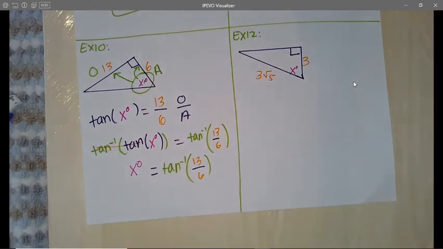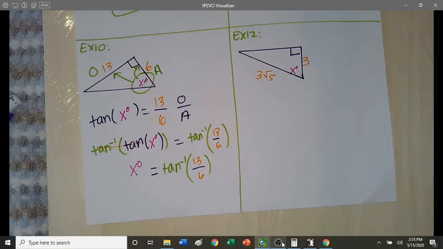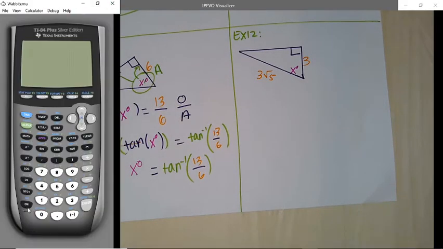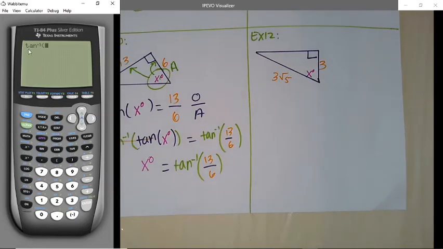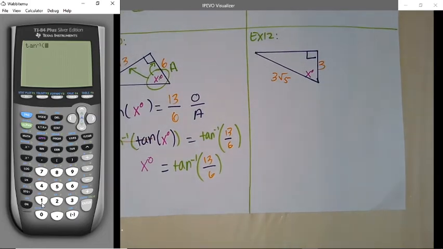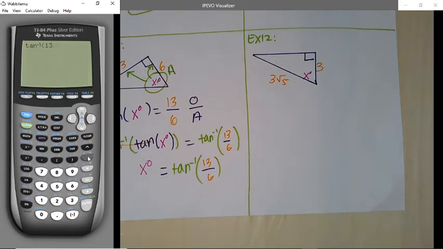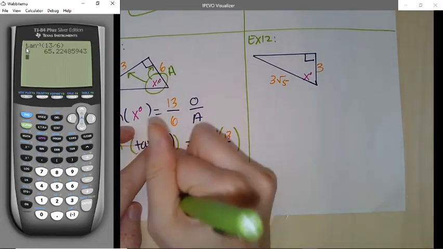From here you just type this in your calculator. Remember, the way that you get to the inverse trig function buttons, you hit second and then you hit the trig function. So second tan will make it appear as inverse tangent. And then I just type 13 divided by 6. I'm going to close that parenthesis. And that will equal, let's round to the nearest degree, so that 0.2 will not bump up to 65. So x will simply be 65 degrees.